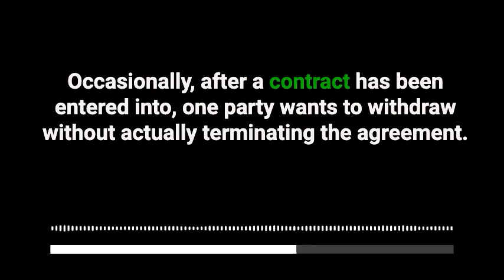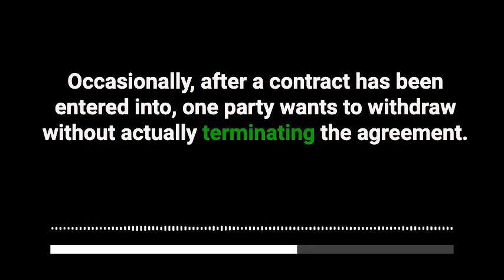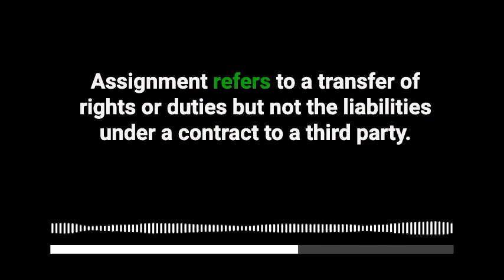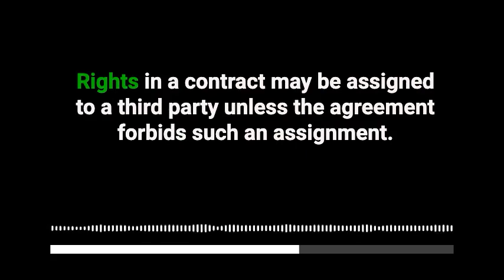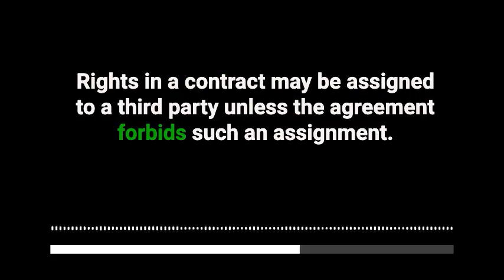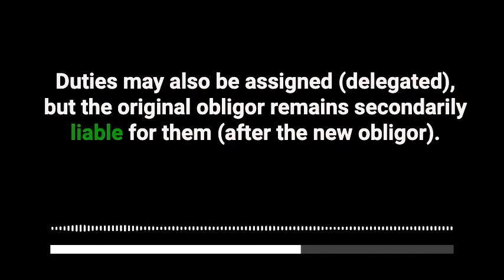Assignment and novation. Occasionally, after a contract has been entered into, one party wants to withdraw without actually terminating the agreement. This may be accomplished through either assignment or novation. Assignment refers to a transfer of rights or duties, but not the liabilities under a contract, to a third party. Rights in a contract may be assigned to a third party unless the agreement forbids such an assignment. Duties may also be assigned, but the original obligor remains secondarily liable for them.